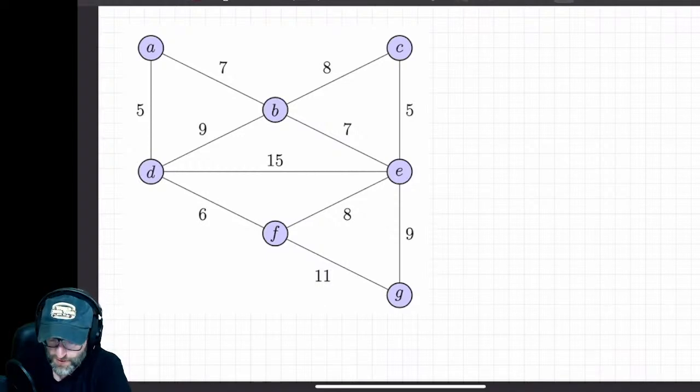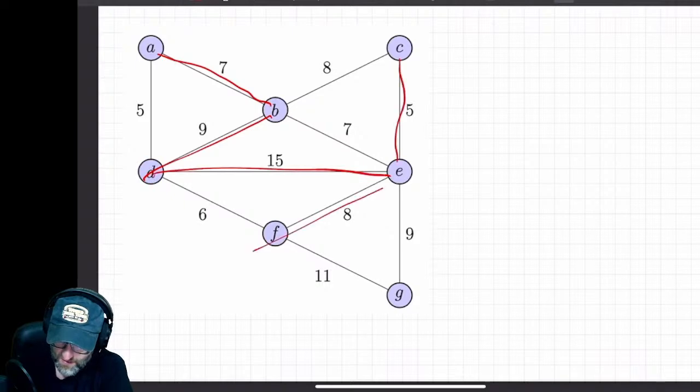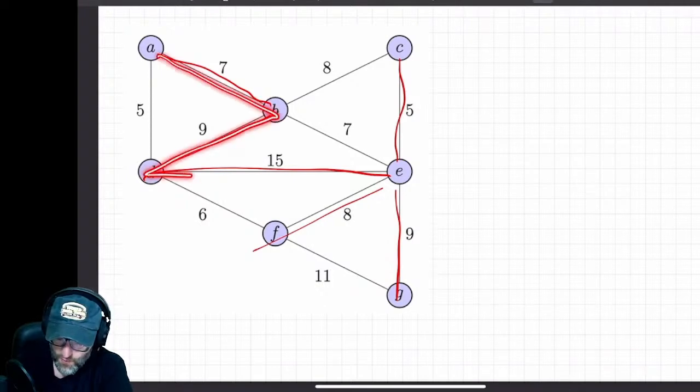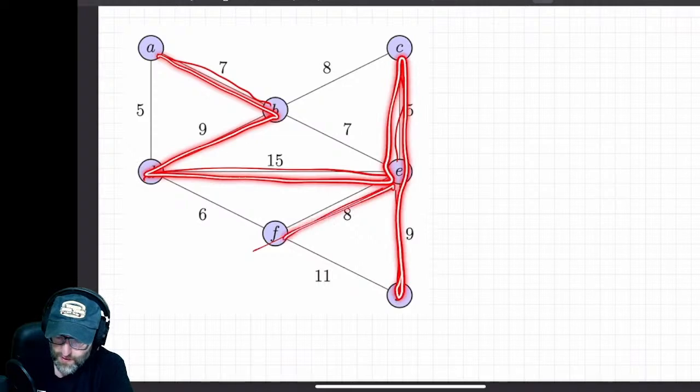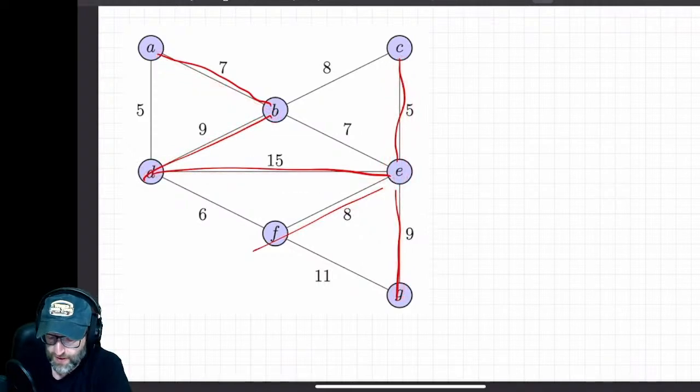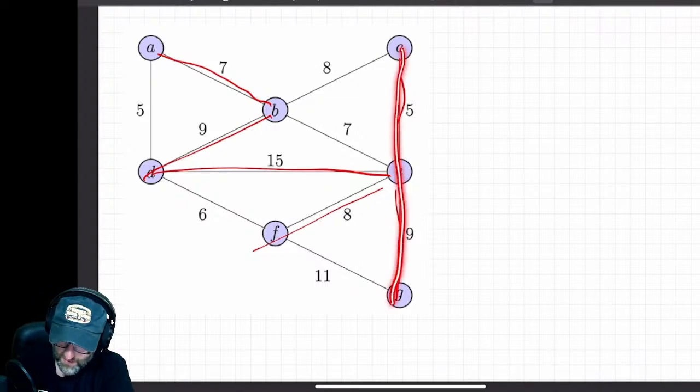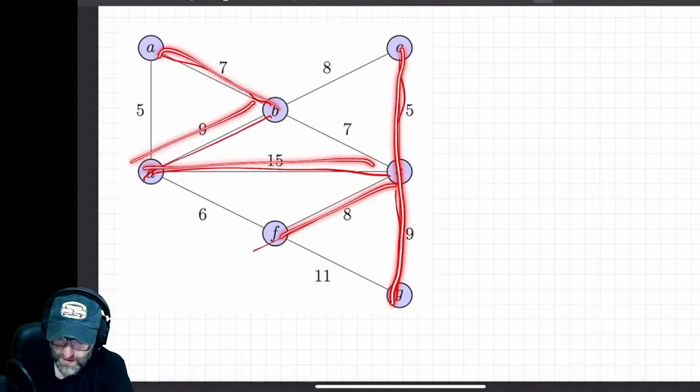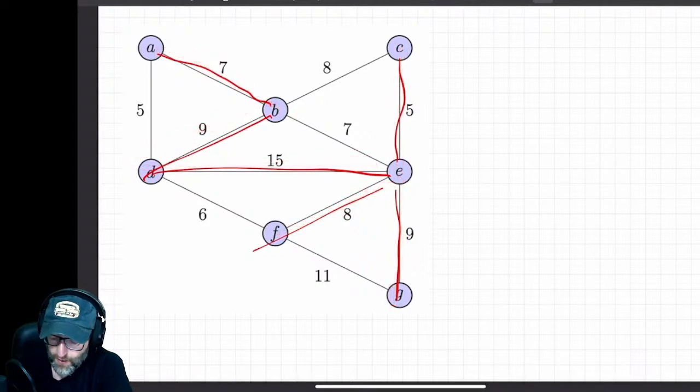But anyway, here is our tree. Here is our weighted undirected graph. What we want is a spanning tree. Now again, the spanning tree could be this one: this edge, this edge, this edge, this edge, this edge, and then this edge. If we took that spanning tree, this is indeed a tree. If you only look at these red edges here, there is no cycle.